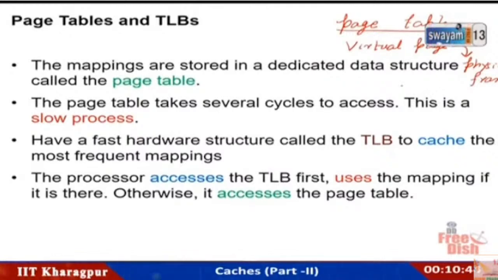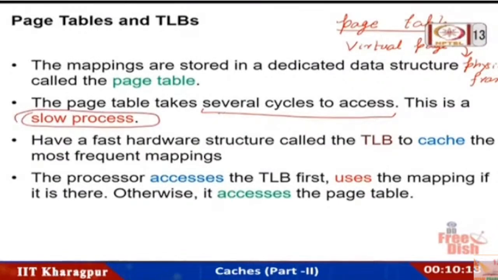So unfortunately the page table is a rather elaborate data structure, and the process of doing the mapping takes several cycles. So we can reason from common sense that the CPI will become very bad if every memory access takes several cycles to access the page table and do the translation. This would indeed be a very slow process, and this slow process will reduce our performance significantly.